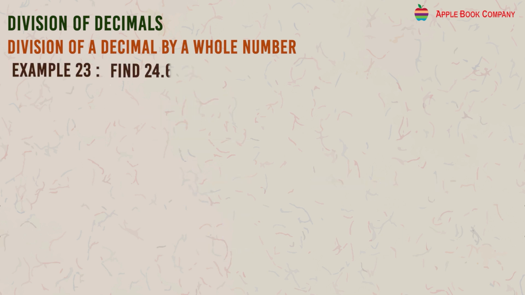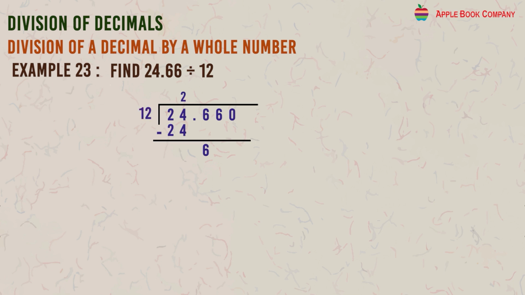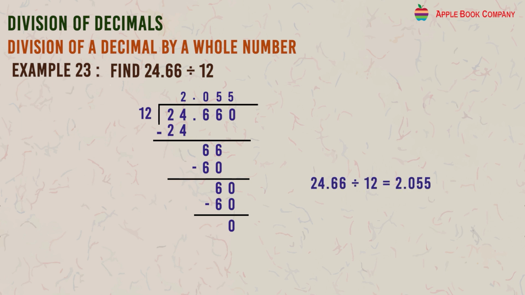Example 23. Find 24.66 divided by 12. How do we do that, children? Divide 24.660 by 12. 12 2s are 24. Bring down 6. It cannot be divided by 12, so put a 0. Bring down the other 6. 12 5s are 60. 6 is the remainder. Write a 0, it becomes 60. 12 5s are 60. The remainder is 0. Therefore, 24.66 divided by 12 gives the quotient 2.055.